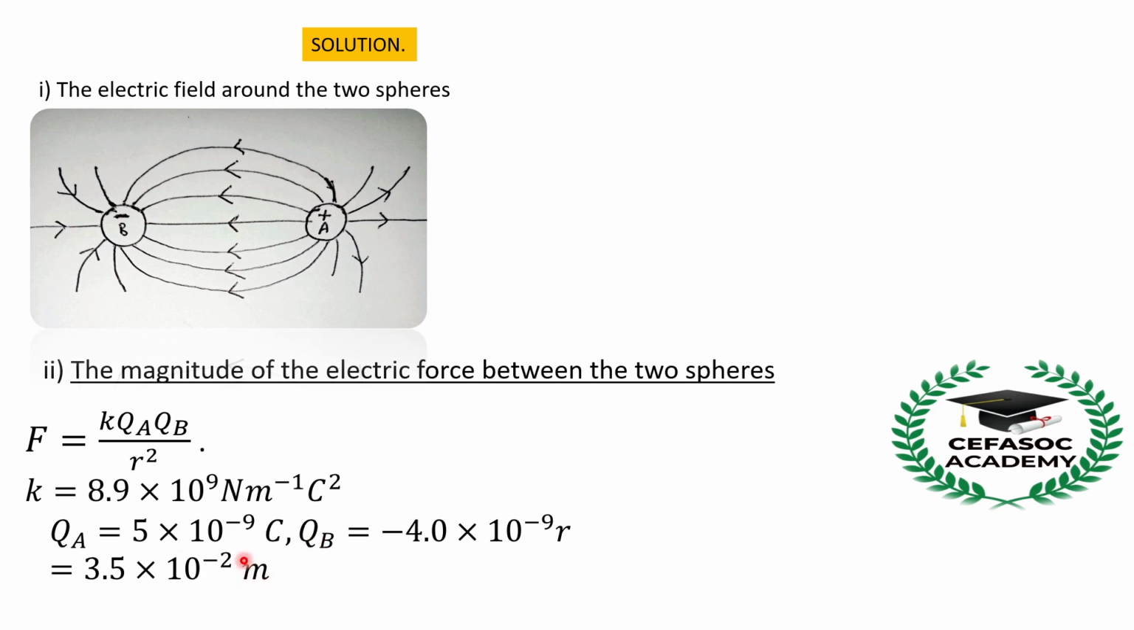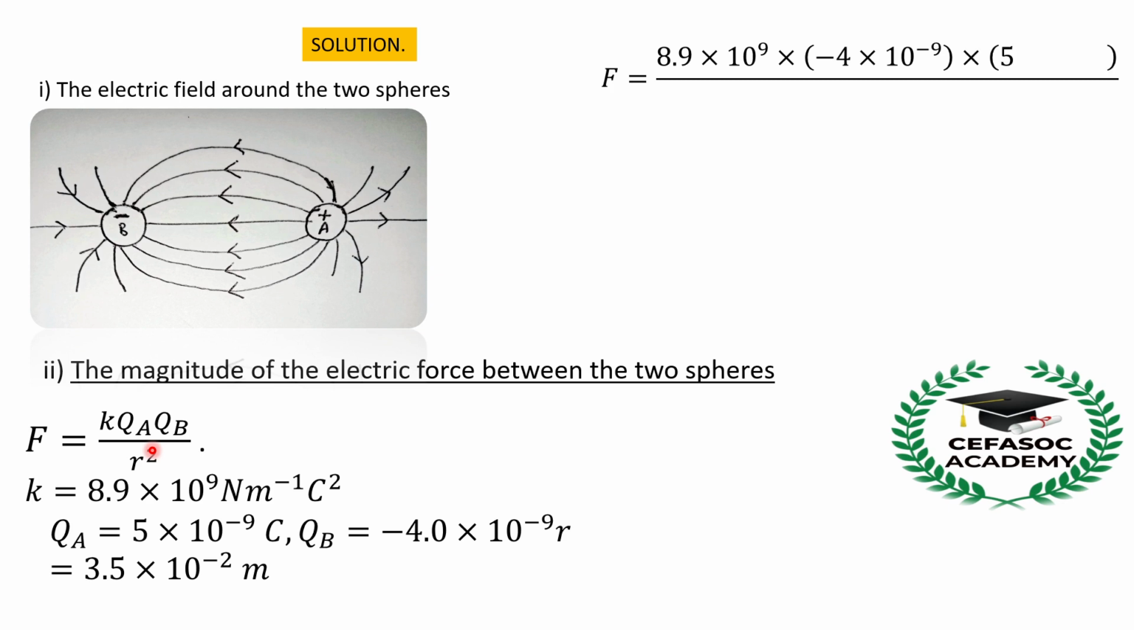It is meters because in the question they gave 3.5 centimeters, but to convert it into meters we have 3.5 times 10 to the power negative 2 meters. Substituting directly into the formula, F equals 8.9 times 10 to the power 9 times negative 4 times 10 to the power negative 9 times 5 times 10 to the power negative 9 all over 3.5 times 10 to the negative 2 all squared. This is equal to negative 1.5 times 10 to the power negative 4.